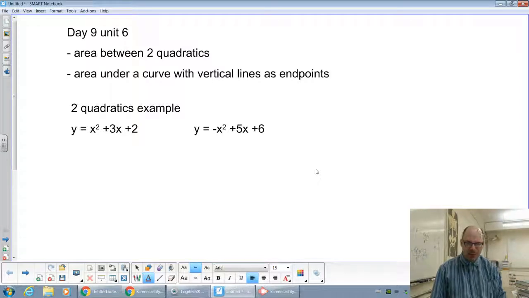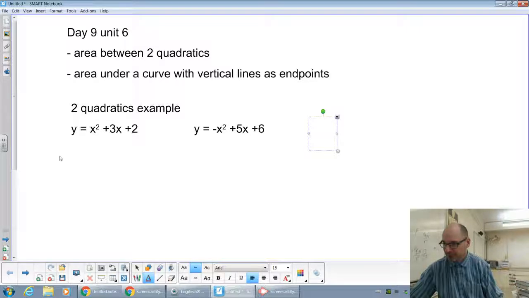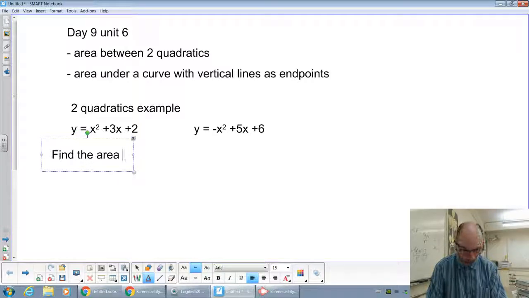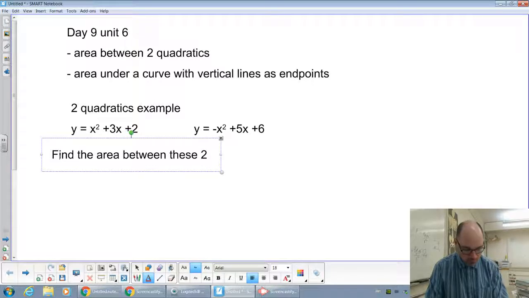So which one is the upper one? Which one's the lower one? Probably the upper one's going to be the one that's bending down, the negative one. And then this one's probably going to be the lower one, but we're not sure 100%. So the first thing we want to do is first let's calculate the intersection points. Okay, that's our first step as always. So we're going to take these two quadratics. I guess we should put the question in there, huh? Find the area between these two curves. There we are. Okay, so here's our example.